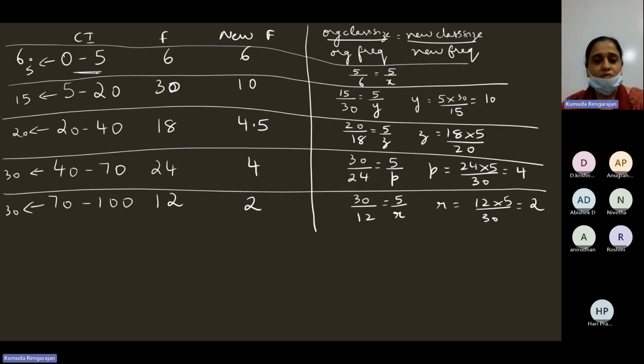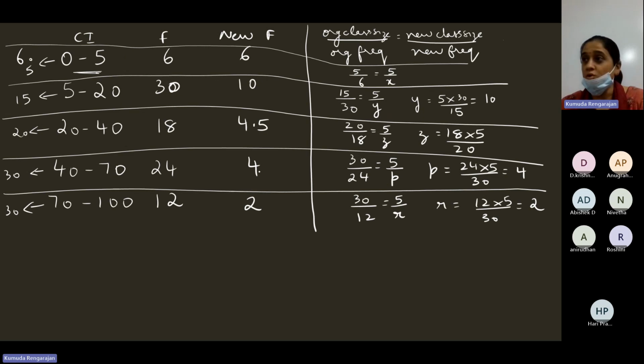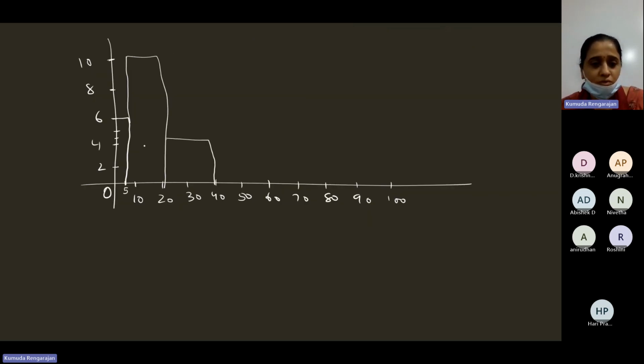Then 20 to 40 is 4.5, between 4 and 5. Frequency cannot really be a value like this, just ignore it; we're just trying to understand how to make the histogram. So this is 4.5 for 20 to 40. Then 40 to 70 is 4. Take the new frequencies I said and forget the old frequencies. 70 to 100 is 2.